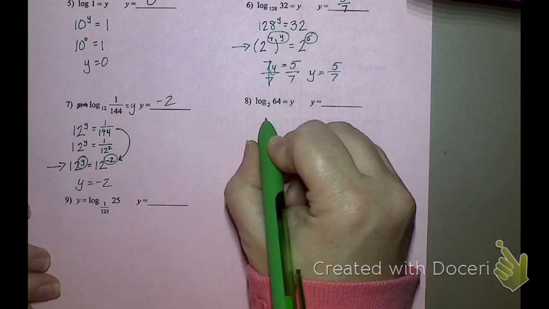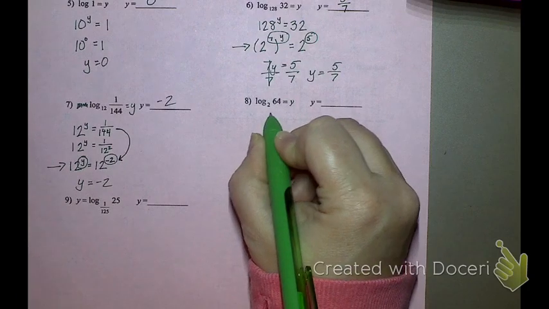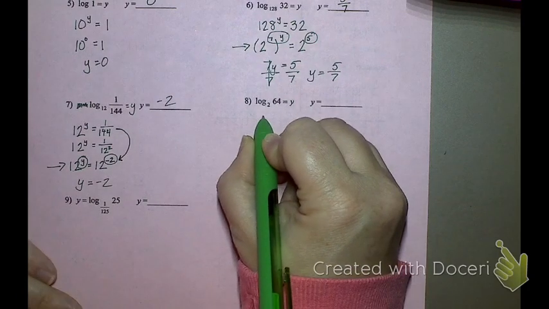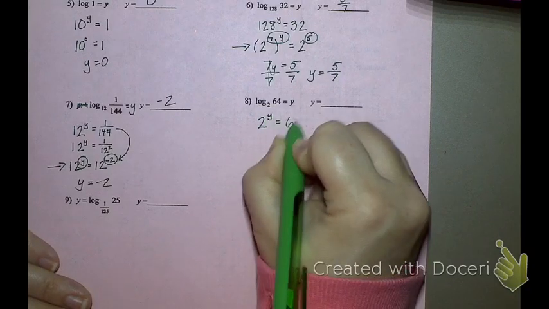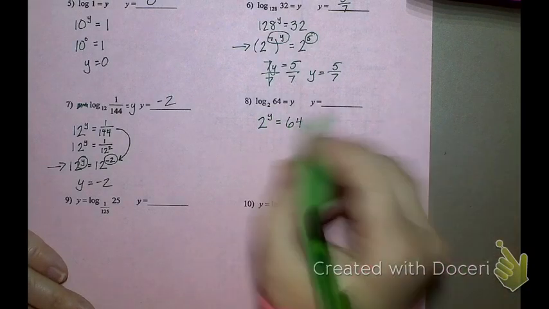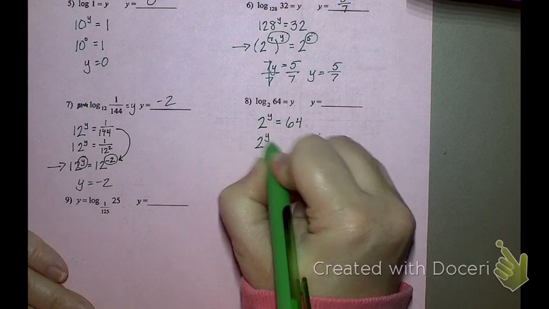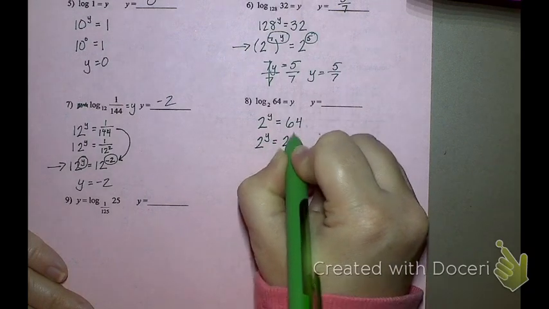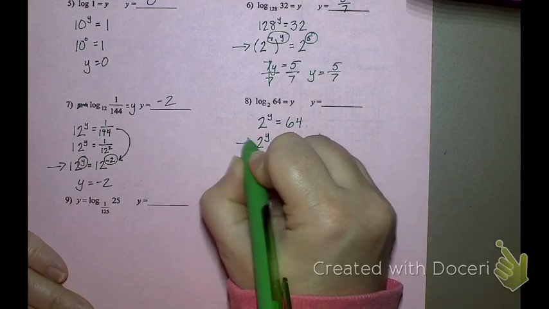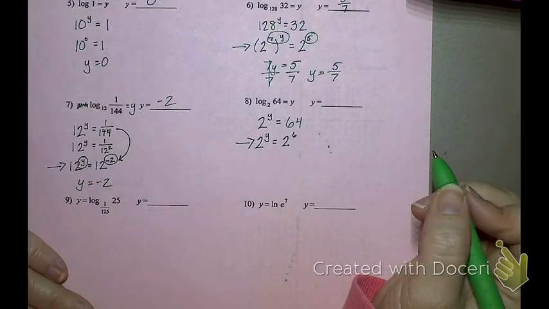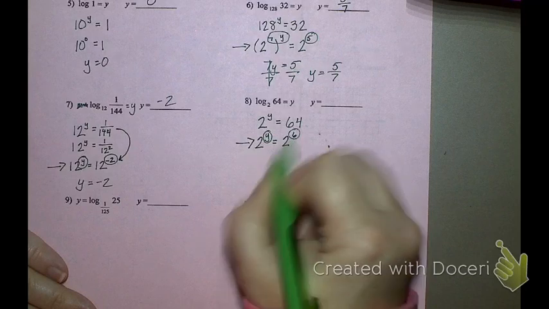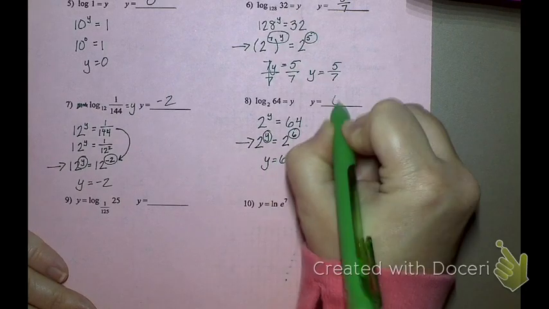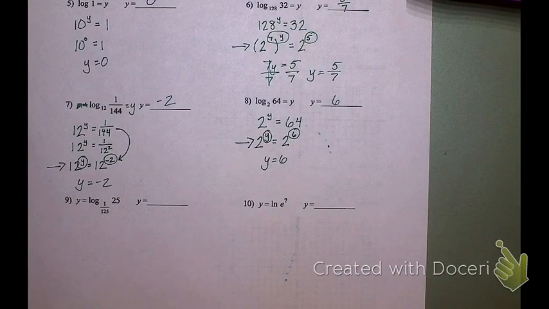How about over here? I'm ready to go to exponential form because my log is on the left. So what's my base? To the what power? Equals 64. I need to get common bases, so I'm going to say 2 to the y is equal to 2 to the what? And again, that's the important part that I need to see where the bases are matching. So that's my justification that y equals 6. So I type in 6 as my answer. Easy peasy? Good.